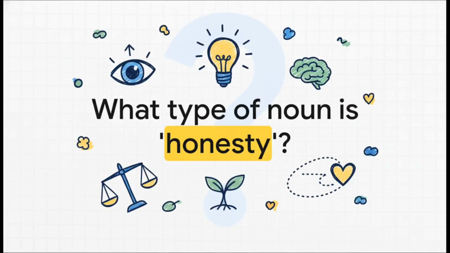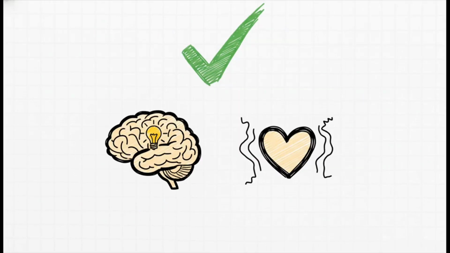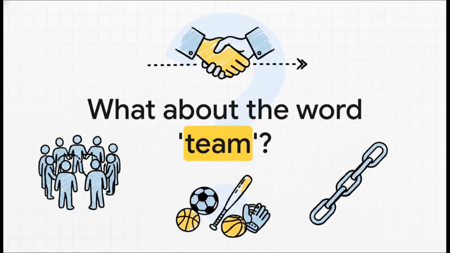How about the word honesty? That's right, it's an abstract noun. Why? Because you can't touch it, you can't see it, it's a quality, an idea. You're really getting the hang of this. Okay, let's keep the ball rolling.